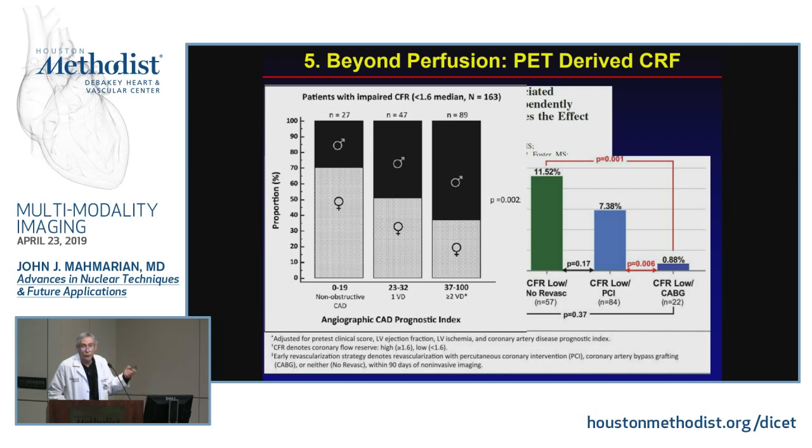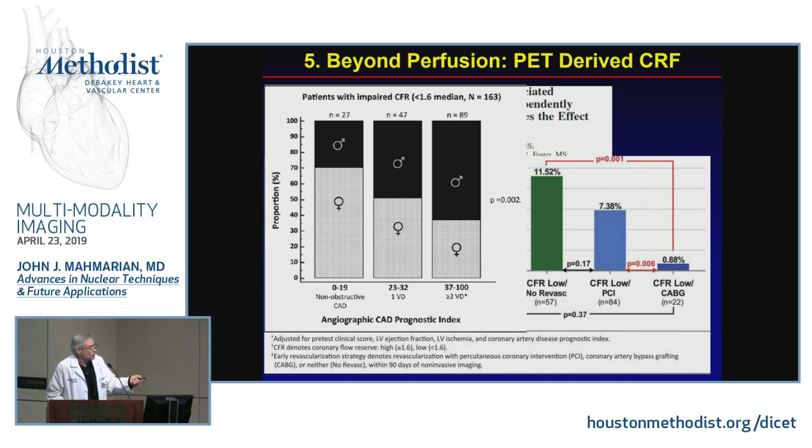What has also been shown is this disparity between men and women. It turns out that you're more likely to see abnormal coronary flow reserve in women who have non-obstructive disease than in men who have non-obstructive disease. And that's across the board, unless you get to triple vessel disease.